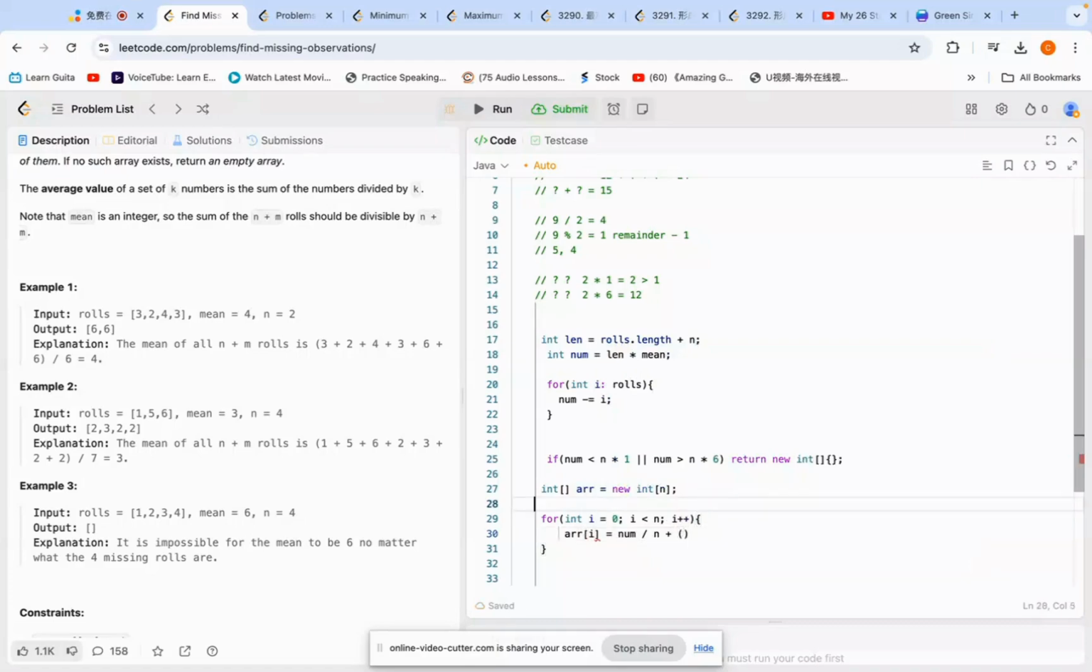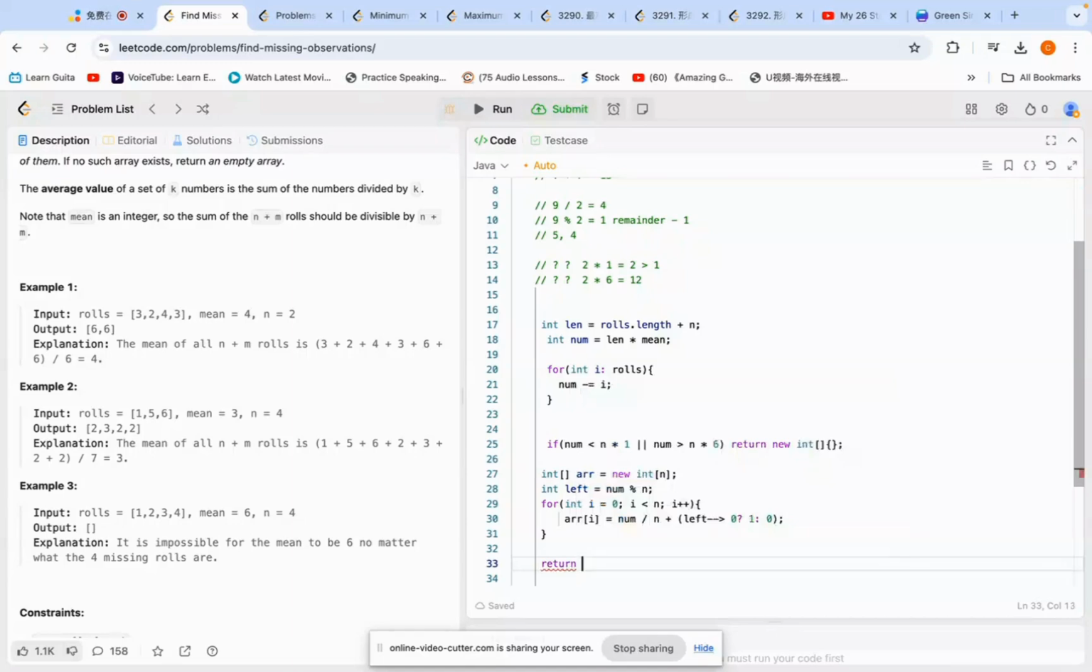So now we need to create one more variable here. You can understand it as left, number multiply n, left. If here it's greater than 0, right? It's greater than 0, okay, we just put 1 here, otherwise put 0 here. And then we just return. The left means a remainder.